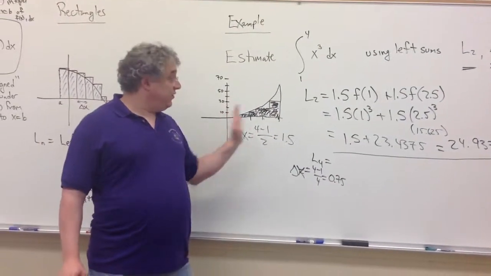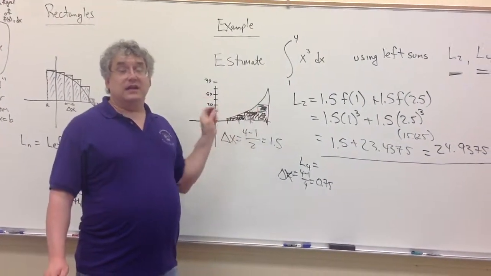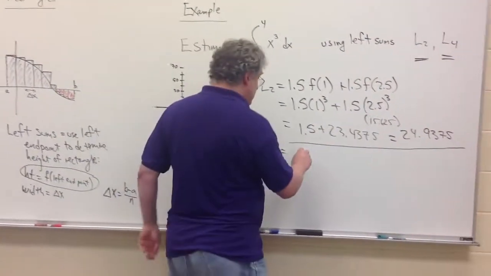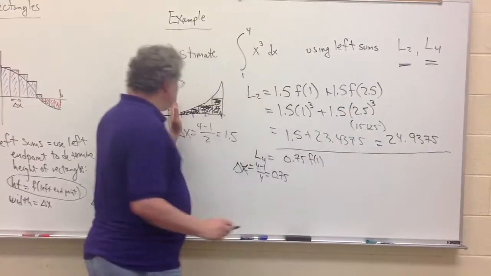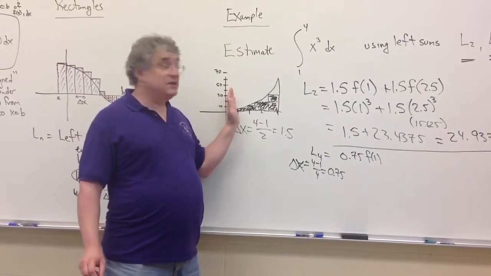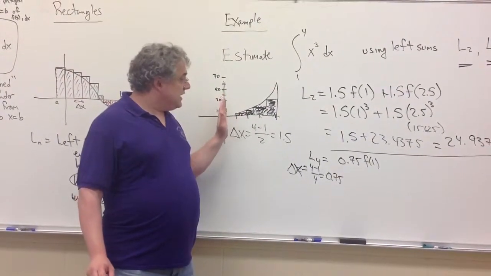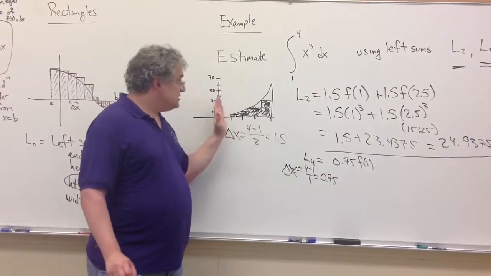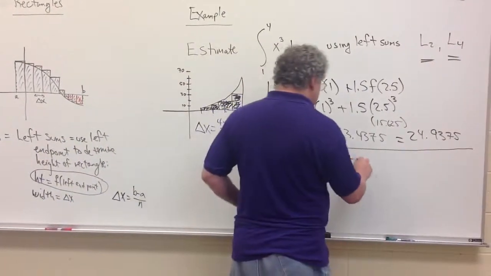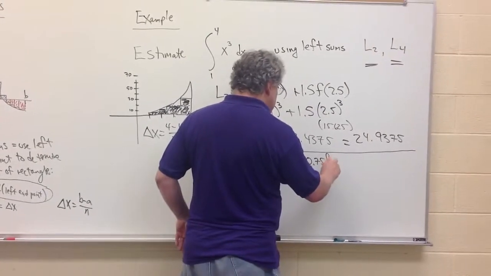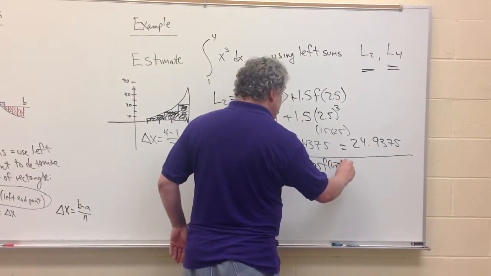So that means the width times the height. How do you find this? It's going to be width times the height. And the first one starts in the same spot. We're only using left rectangles here. The next one is that far away. So instead of starting at 1, it's moving over 0.75. So it's f of 1.75.